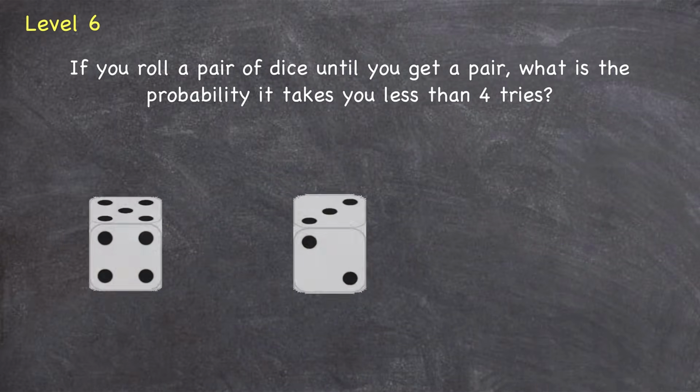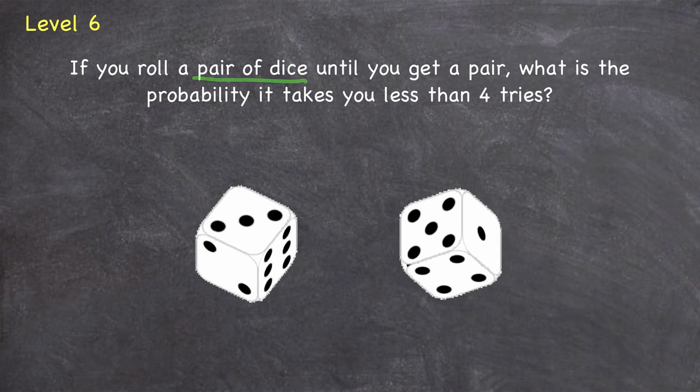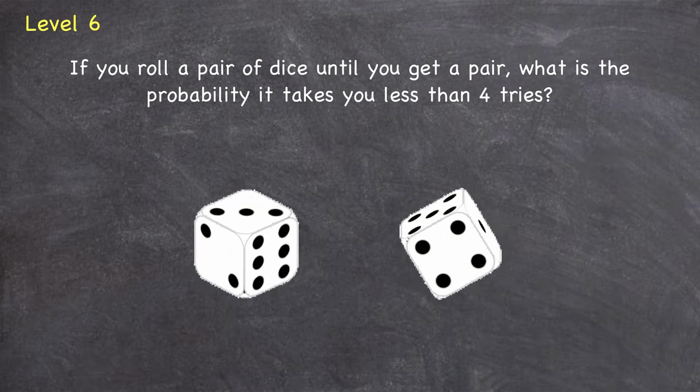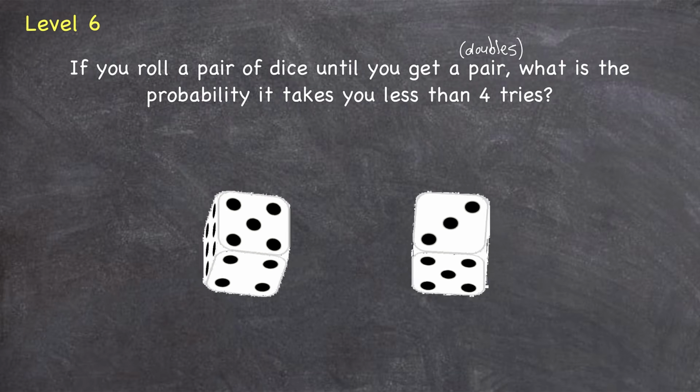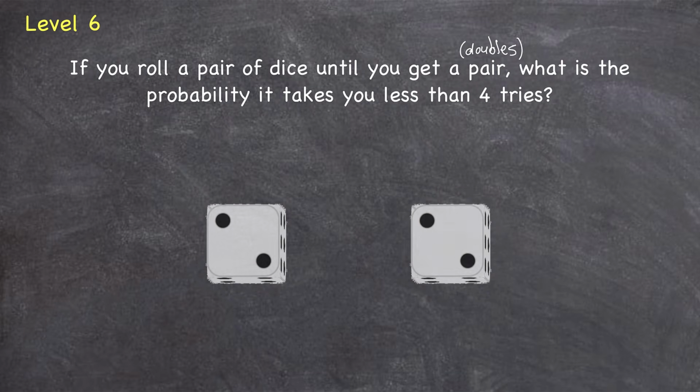Level 6. If you roll a pair of dice until you get a pair or doubles, what is the probability it takes you less than 4 tries?